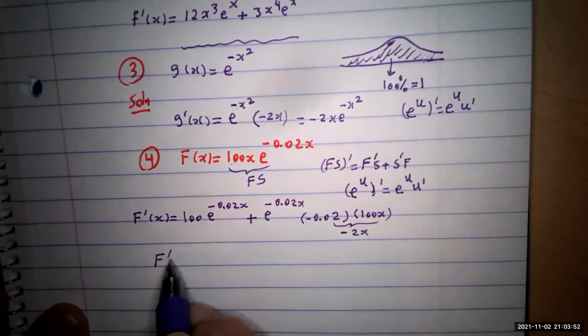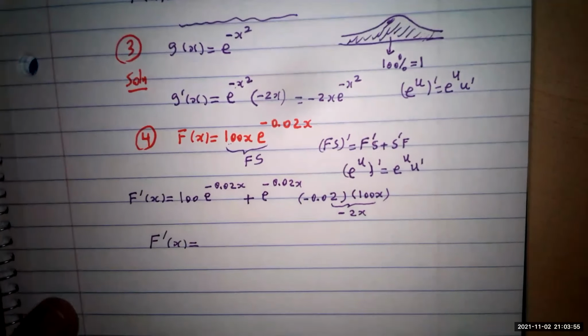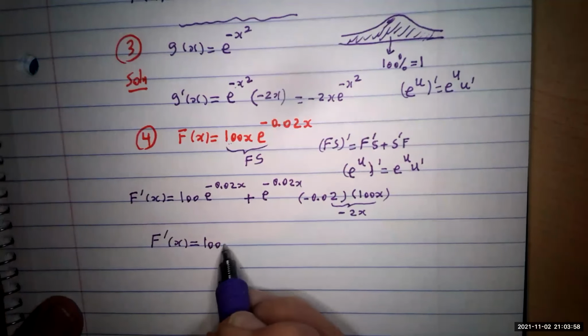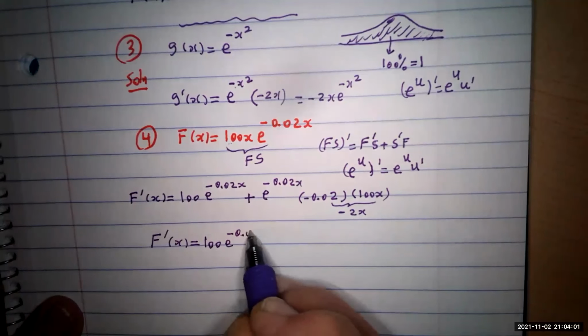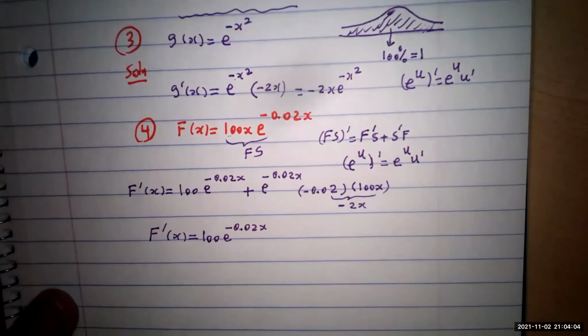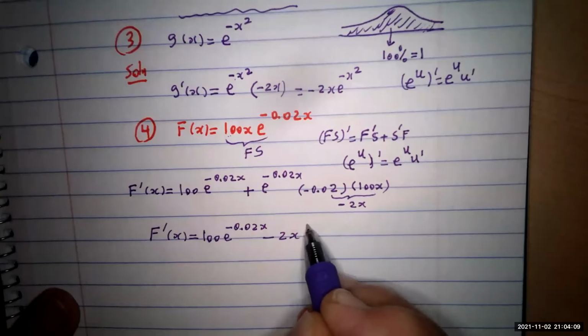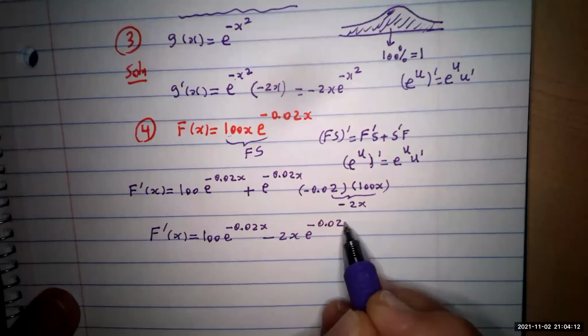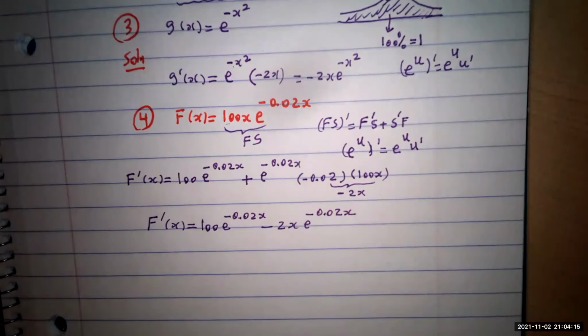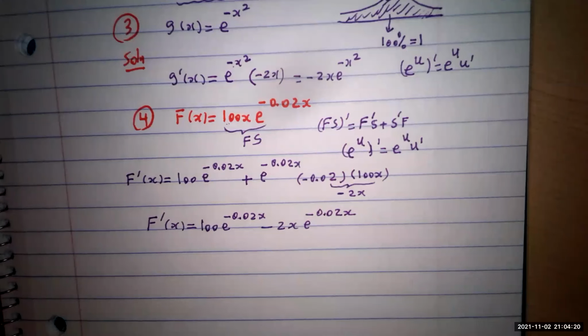So the function is going to be f prime of x is equal to 100 e to the negative 0.02x, minus 2x e to the negative 0.02x. This is going to be the derivative of your function. Any question? Get used to working with this function. I'm going to show you in a minute why we are very much interested in getting the derivative of this function. Okay, any question?